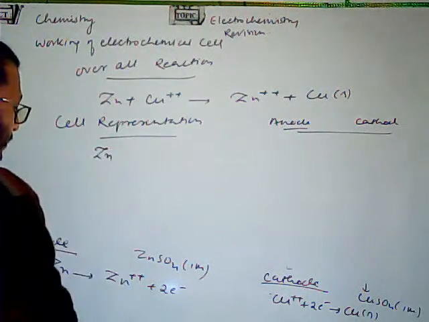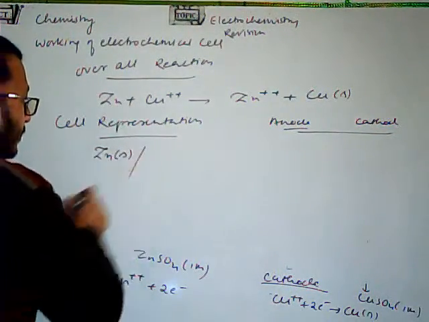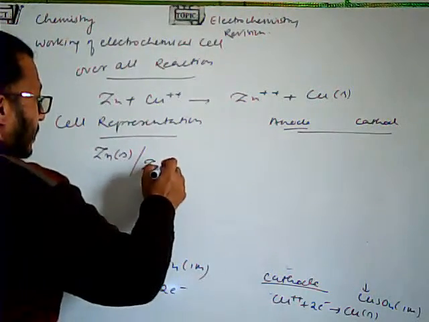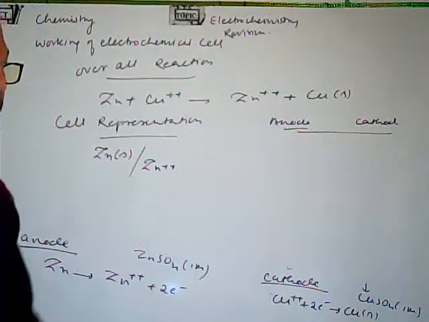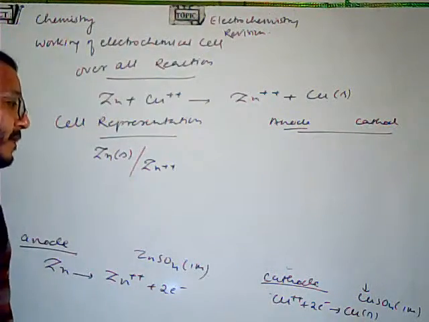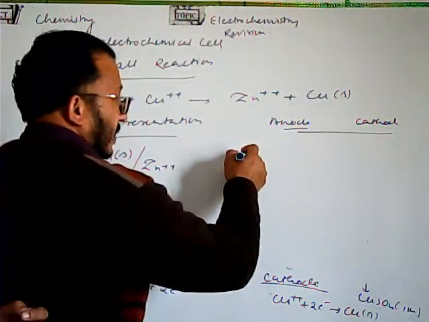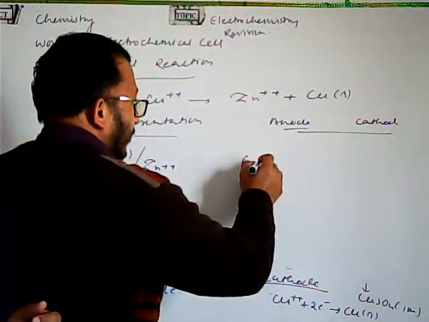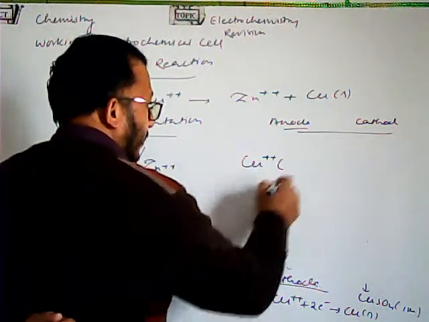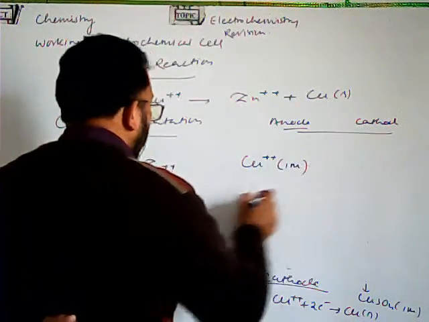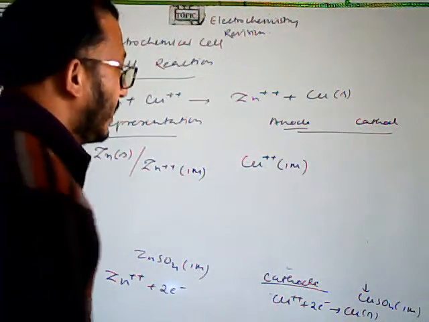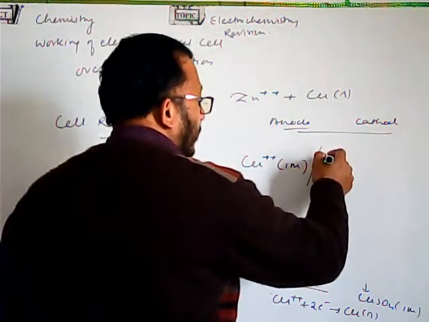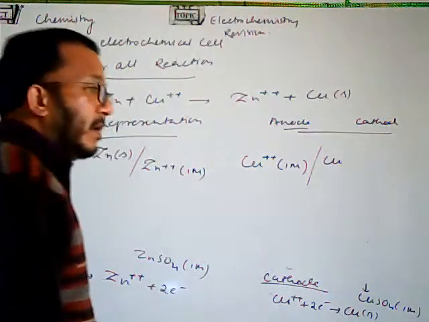Zn solid, Zn 2 plus. This is the anode, right? And the cathodic reaction is Cu 2 plus. Of course, here 1 molar, and here also it's 1 molar, or you may write aqueous, fine. And it is being converted, getting reduced, to the copper.